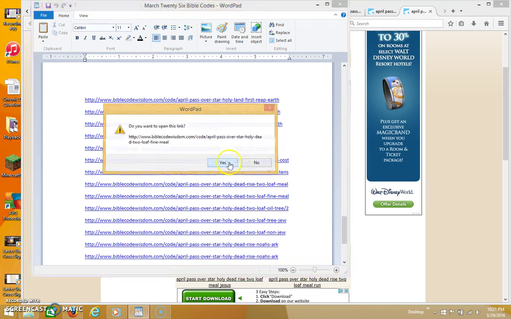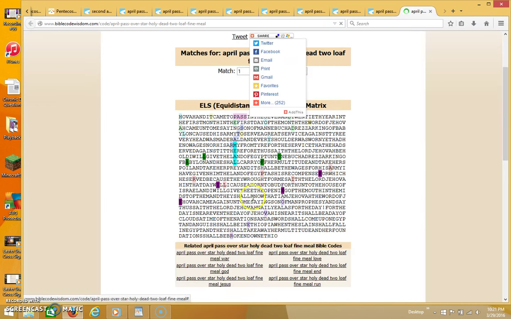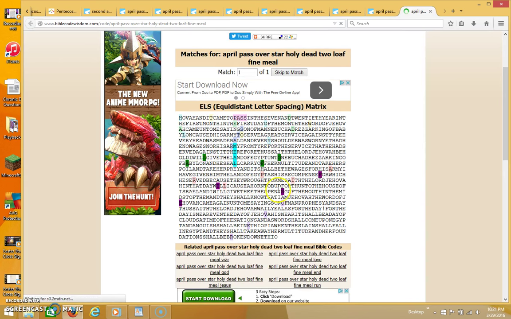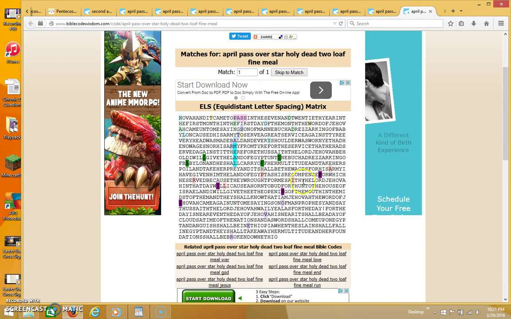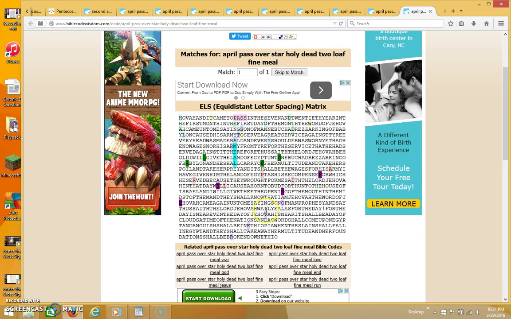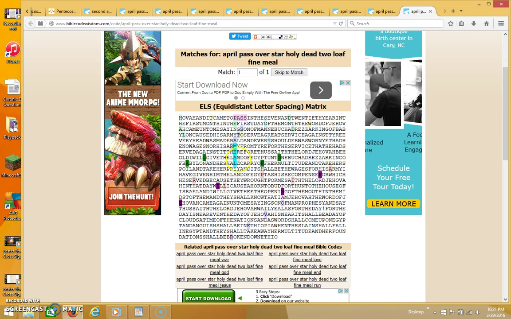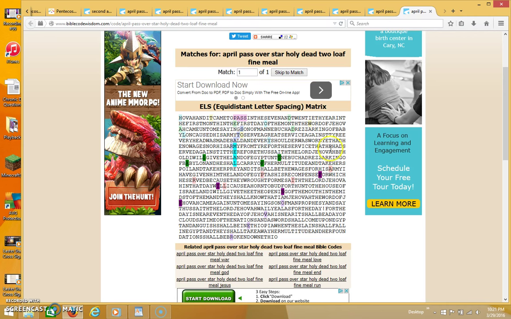since meal came up, I decided to put in fine because the Bible talks about fine meal. It has to be sifted fine. This is, you know, the refined wheat that the bread is made out of. And so fine came up, and you see it here in the burgundy with the letters F-I-N-E.